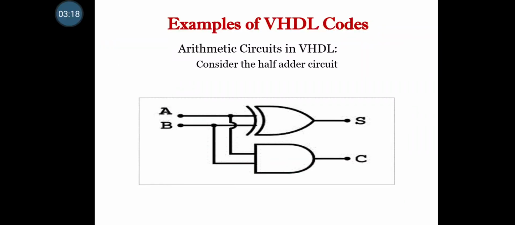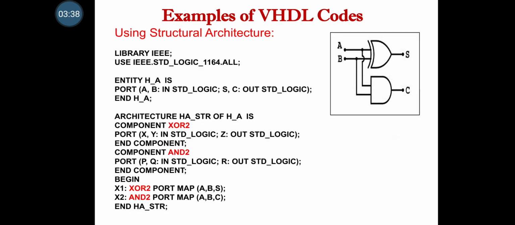Now we'll discuss the VHDL program of the half adder. As you can see in the circuit, it needs an XOR gate and an AND gate. The XOR gate inputs are A and B and S is the output, called sum. The AND gate inputs are A and B and the output is C, that is carry. So we are going to write it in the structural form.